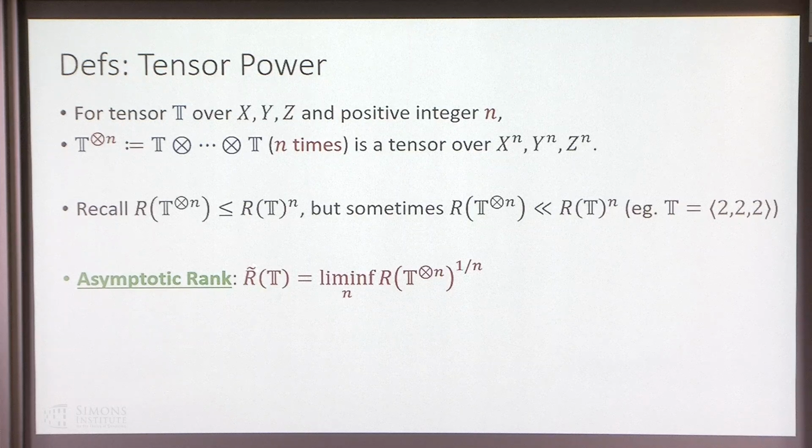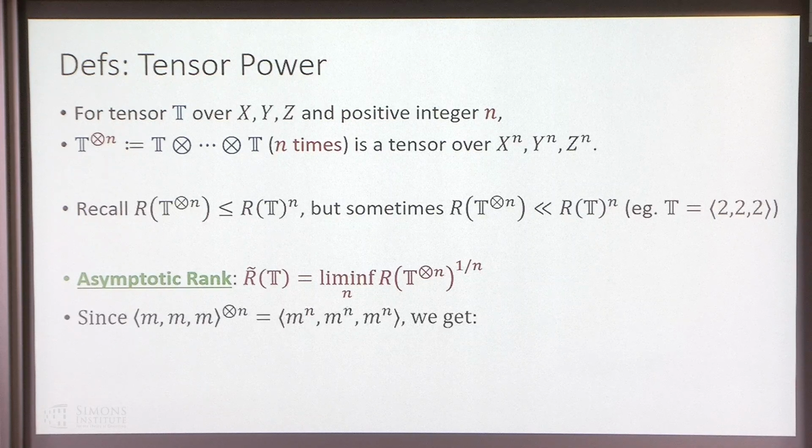So this motivates defining the asymptotic rank of a tensor. The asymptotic rank is: you take the rank of the nth power of the tensor, take the nth root, and look at how this grows. You know that it's at most the rank of the original tensor, but it can be much smaller. And in fact, we can use the asymptotic rank in place of the rank in our approach, and it will give you better bounds. So again, you can get bounds on omega using the asymptotic rank instead of rank. So now we can do this.